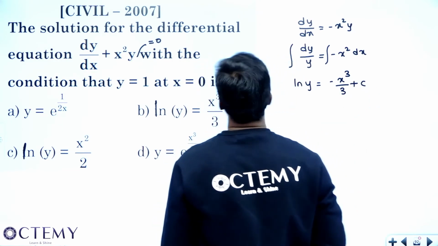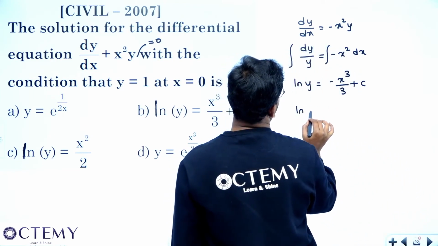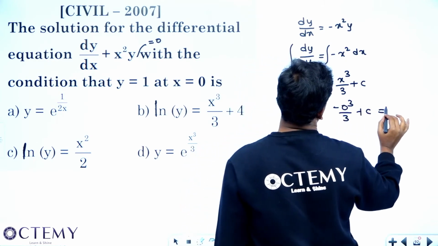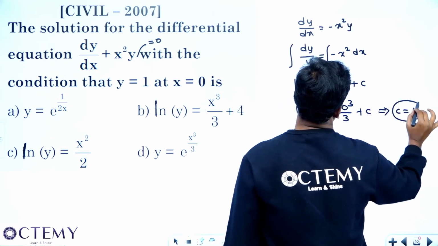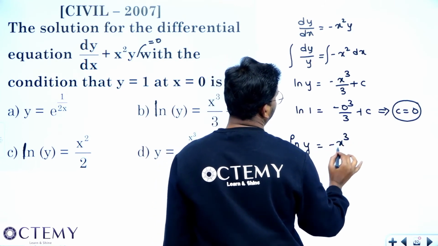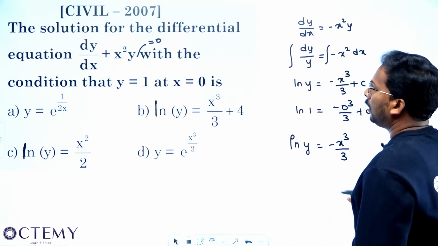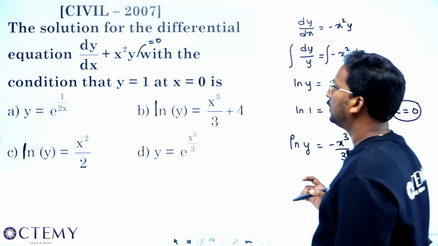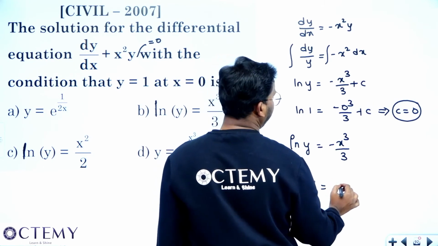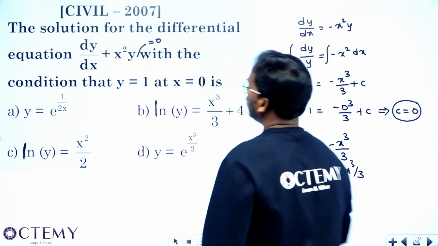What is the initial condition? If you put x is equal to 0, you will get y is equal to 1. So ln 1 is equal to minus 0 cube divided by 3 plus c. From here, you get c is equal to 0. So what is the answer, sir? The answer is ln y is equal to minus x cube divided by 3. Or I can write y is equal to e power minus x cube divided by 3, right? If option D is right, then this should be equal to here.